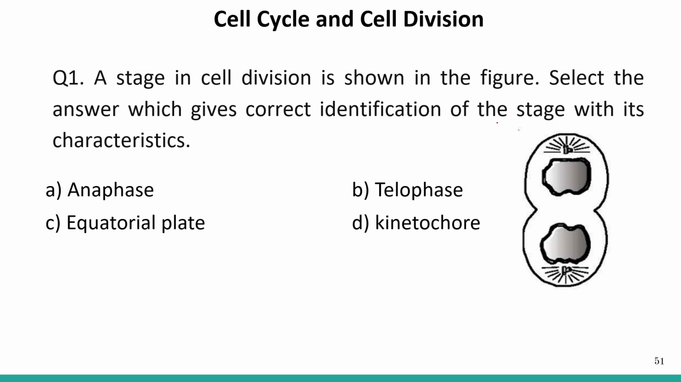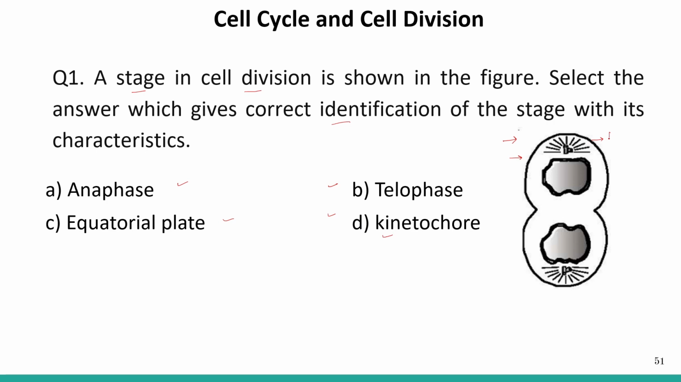Here you have been given this figure. This is another type of MCQ. They have given a stage in the cell division, and you have to select the answer from the following options and identify the stage. The options are anaphase, telophase, equatorial plate and the kinetochore. So what should be the answer?